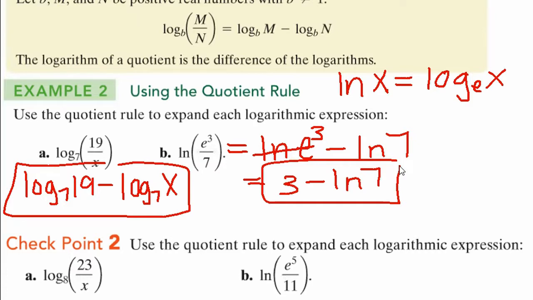Okay, so you should be hitting play now to be checking your answers. I get log base 8 of 23 minus log base 8 of x. Notice the base of the log does not change. On B, I get ln of e to the 5th minus ln of 11. Natural log and e are inverses, so they cancel, leaving me with the exponent. So 5 minus ln of 11.